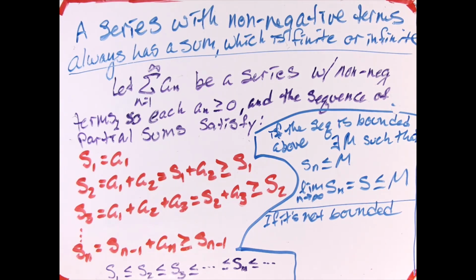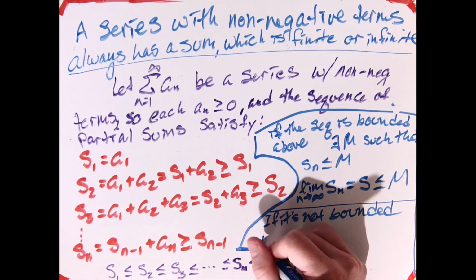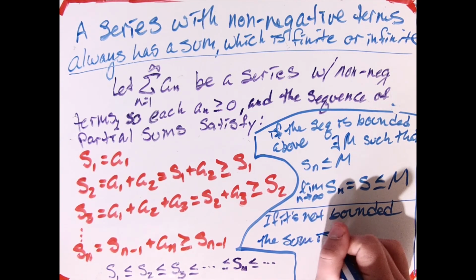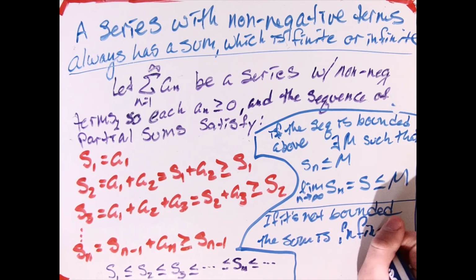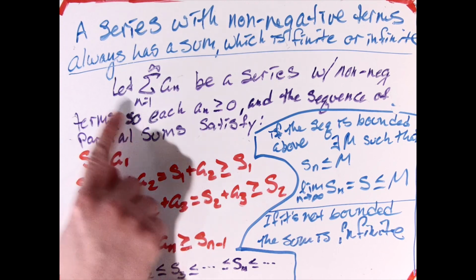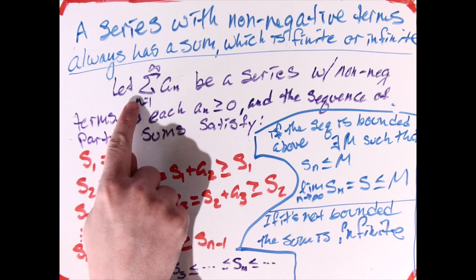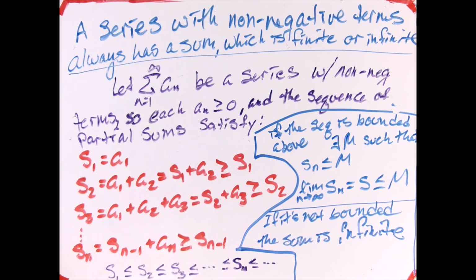So if it's not bounded, then this sequence can get arbitrarily large. And if it can get arbitrarily large, then its sum is infinite. So the sum is infinite. And this idea is going to help us when we're dealing with our series with non-negative terms. So again, what have we shown? We've shown that a series with non-negative terms, that is a series that looks like the sum of a sub n with each term greater than or equal to 0, either has a finite or an infinite sum.